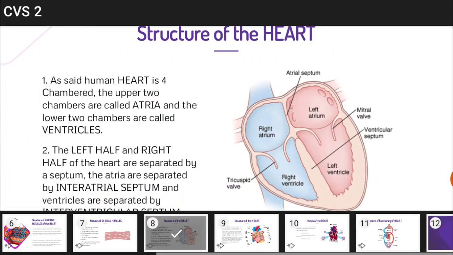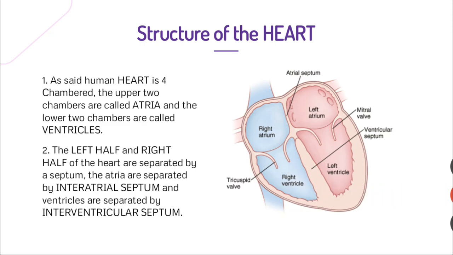And now coming into the structure of the heart. What is the structure of heart? As said, the human heart is made up of four chambers. What are those chambers? The upper two chambers are called atria, and the singular word is atrium. The lower two chambers are called ventricles, and the singular is ventricle.